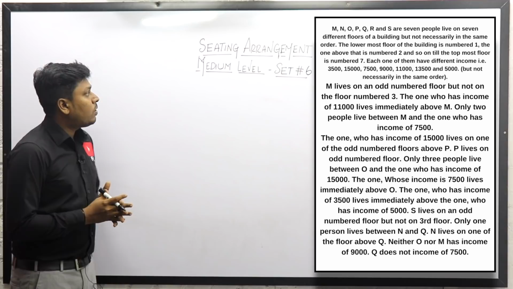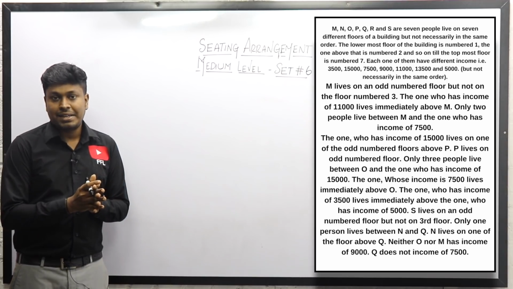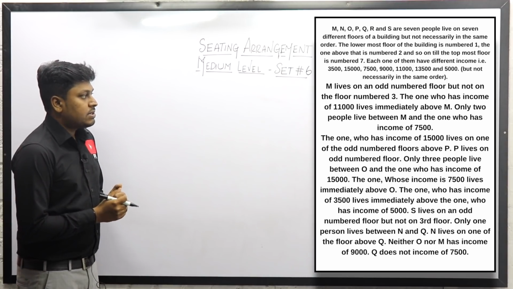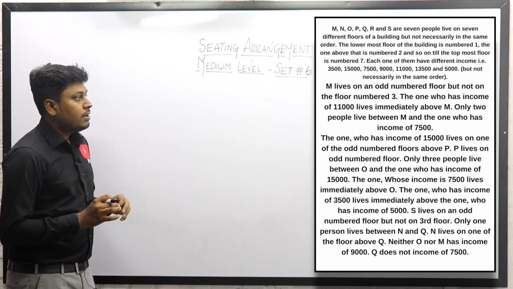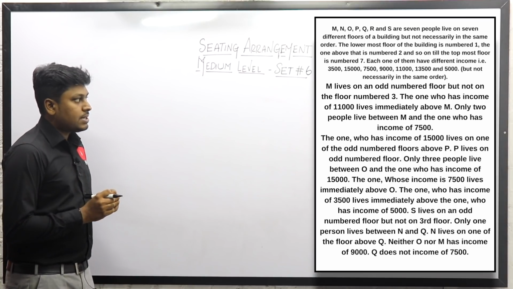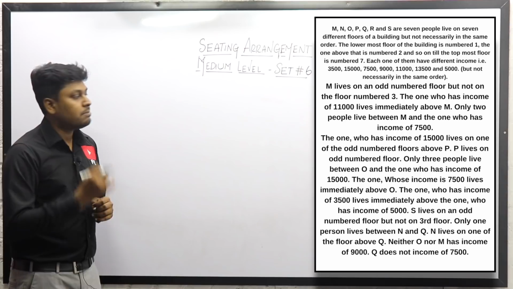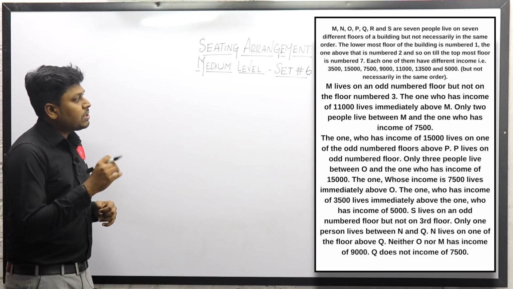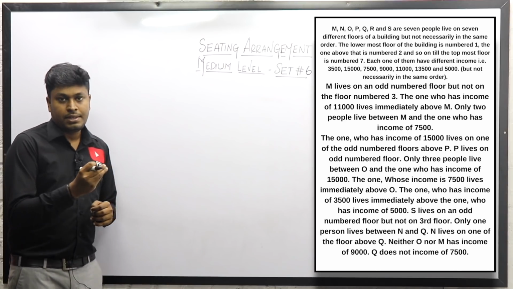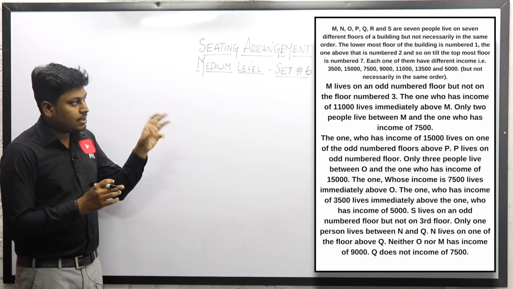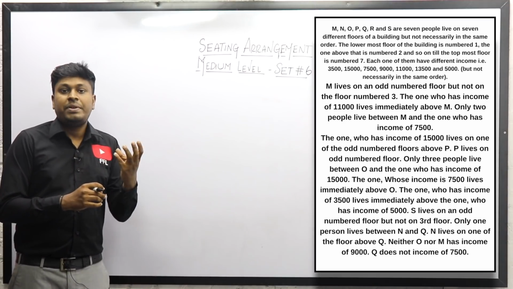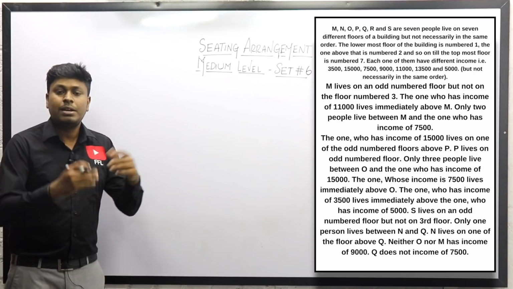Now let me move on to medium level seating arrangement set number 6. M to S are 7 people who live on 7 different floors, starting from floor number 1 till floor number 7. Also, each one of us has a different income. Our target is to find the person living on each floor, and also the income of each person.